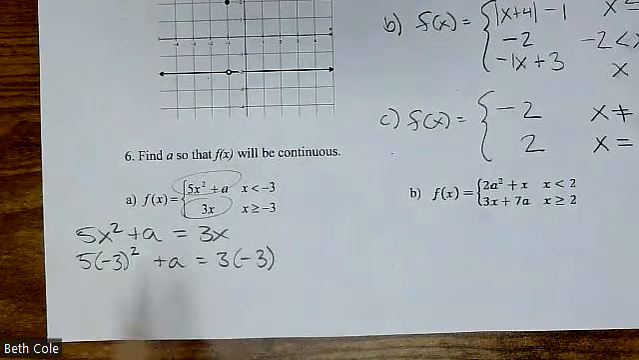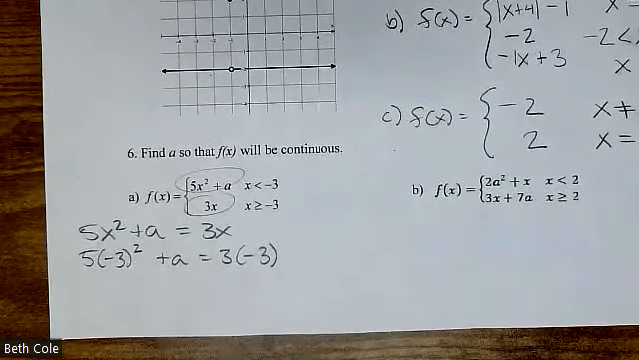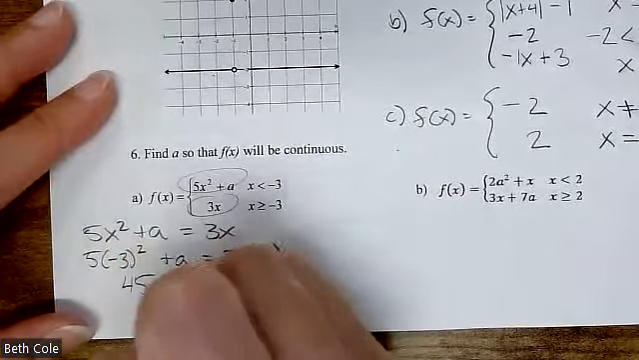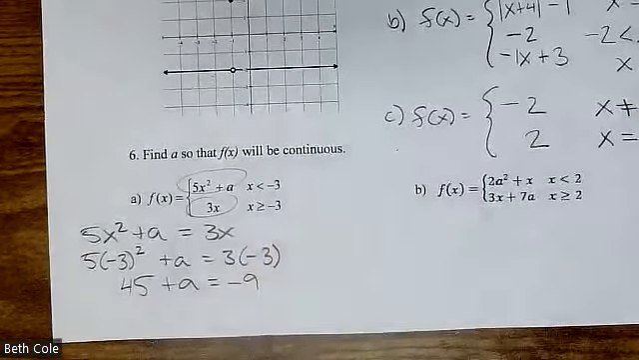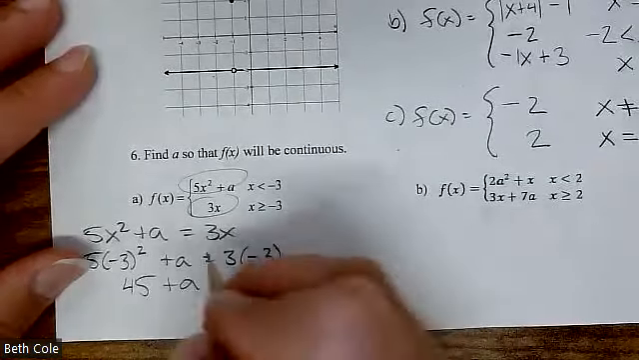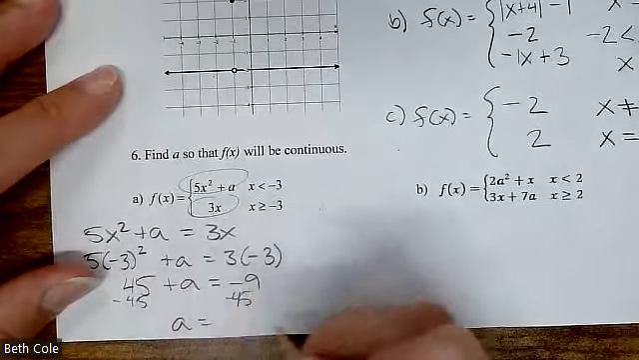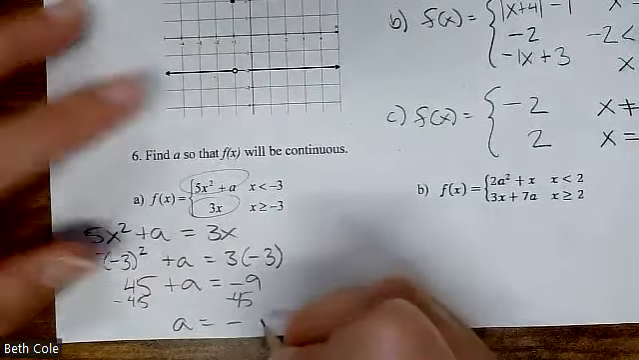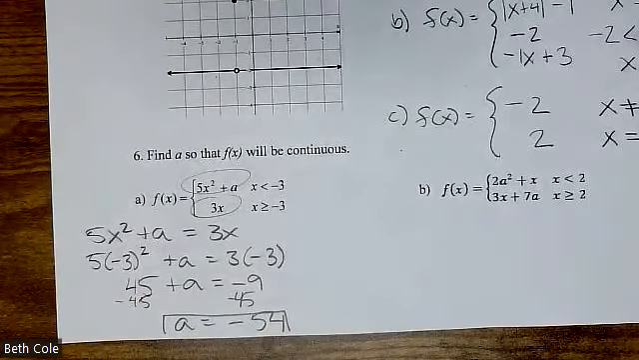All right, here we go. -3 squared. Good. 9 times 5, 45. Good. We know our times tables. 45 plus a equals -9. Perfect. And then what? -45. What is that? -54. And we're just going to try that again.